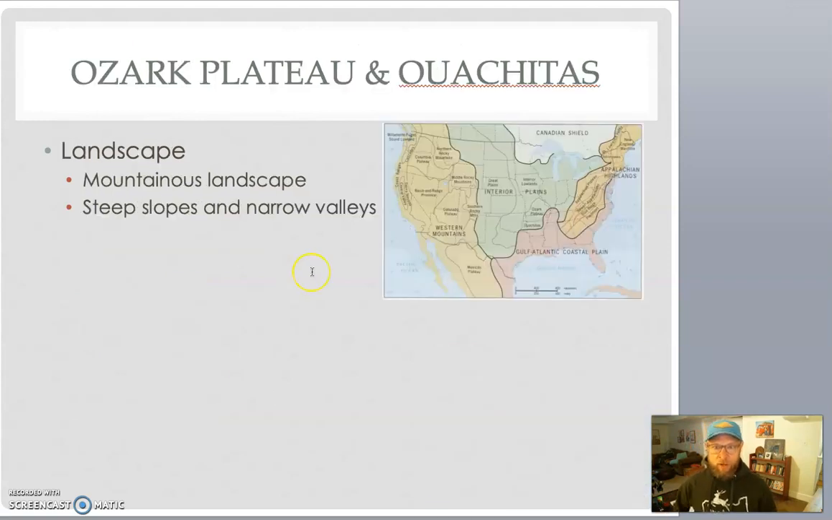All right, let's talk about the Ozark Plateau and the Wichitas. So I've combined these because the forest cover types are very similar. And the landscapes are actually quite similar as well. They just have a little bit different climates because one's a little more north and one's a little more south. But generally, we're talking lots of mountainous landscapes, steep slopes, and narrow valleys. And this is a fairly small part of the country.